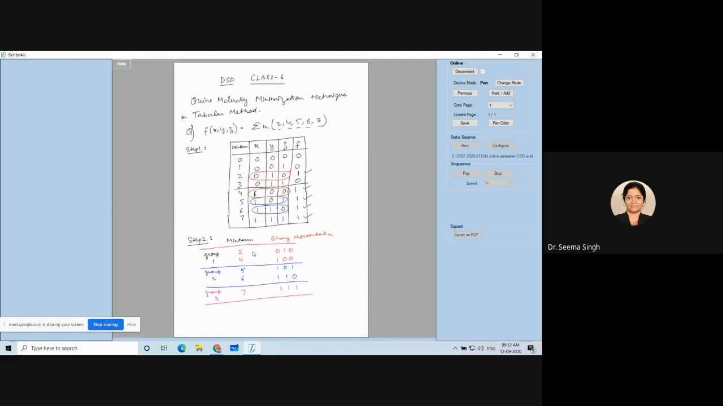Now pairing is possible based upon one bit change only. Now what do you mean by one bit change? And also this pairing is done between adjacent groups only. We don't do pairing between group 1 and group 3. We do pairing between group 1 and group 2, then group 2 and group 3. We never cross or bypass anybody.